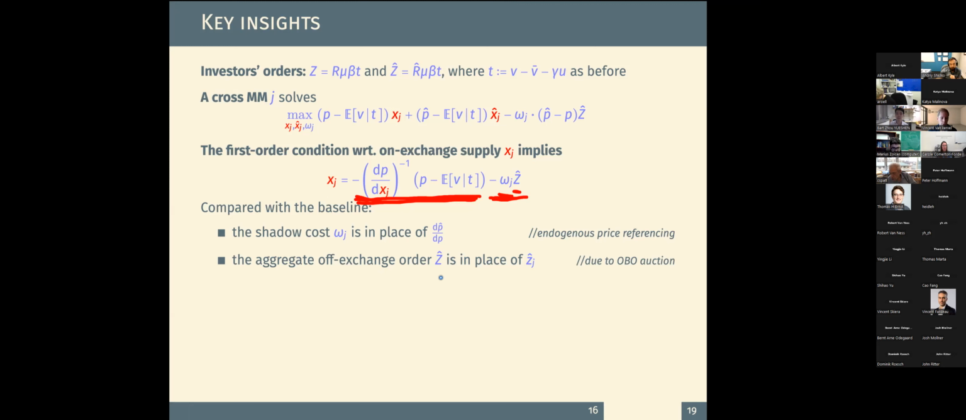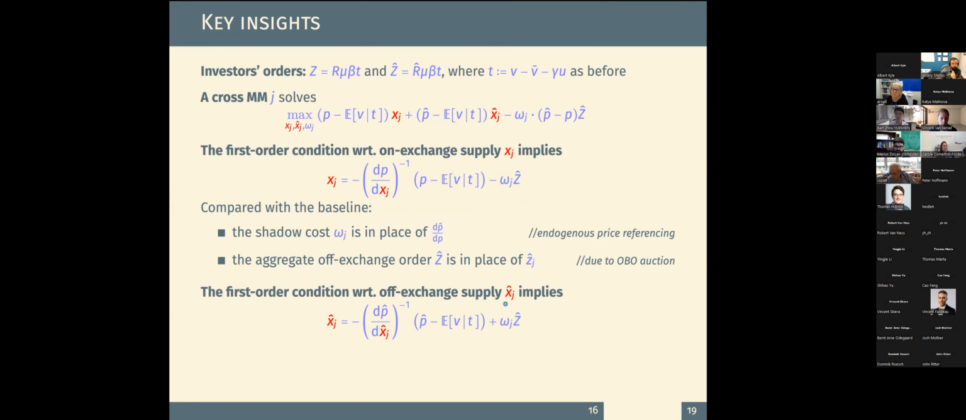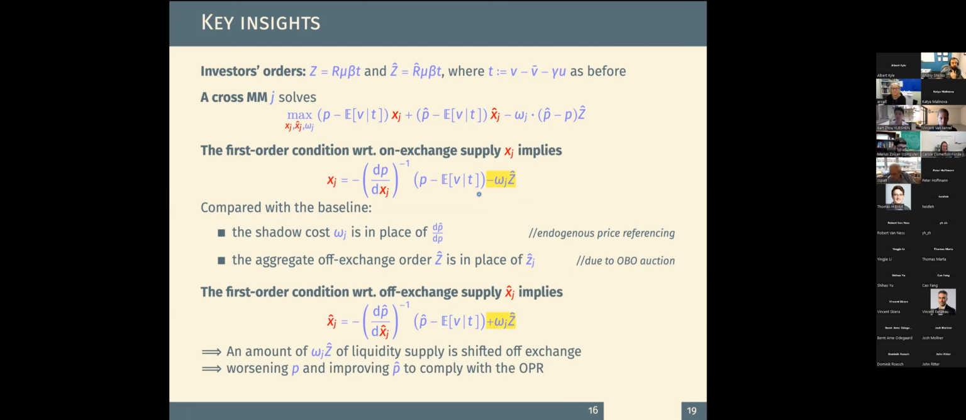Another difference is that the off-exchange order flow Z hat is in place of Z_j hat, and that's because of the OBO auction. Instead of each market maker j getting her own Z_j hat, all the order flows must be competed. So that's the Z hat here. Now, if you do the same for the off-exchange liquidity supply X_j hat, you get a very similar expression, except that here it is positive. Instead of minus omega_j Z hat, you have plus omega_j Z hat.